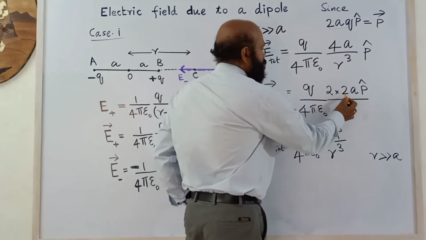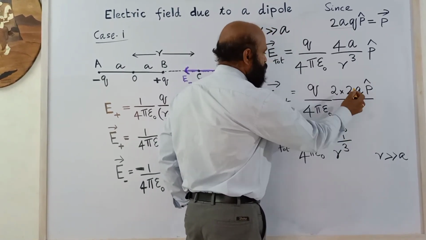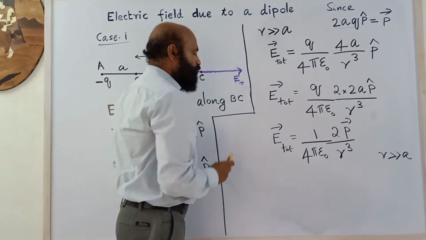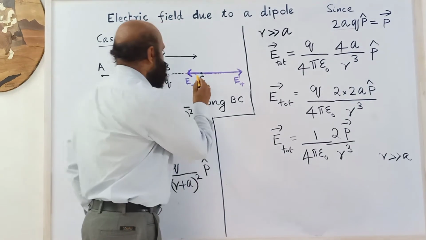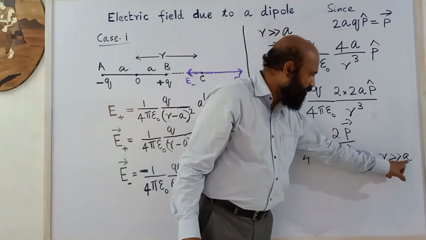So now you can see here 2aq P cap. So instead of that you can write P vector. So this will give you the total electric field at this point when r is very much greater than a.